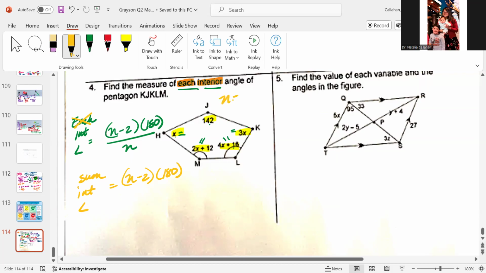So it's going to be n minus 2 times 180. How many sides do you have here? How many sides? So let's solve for this first. 5 minus 2 times 180. What's your answer?